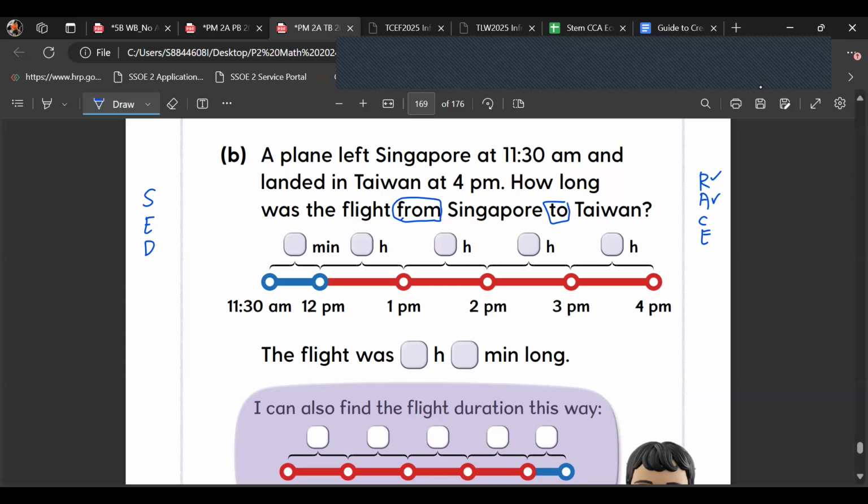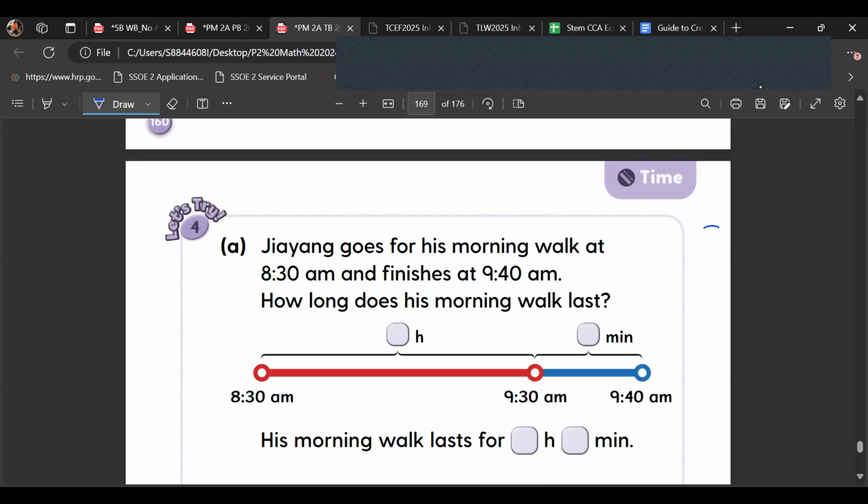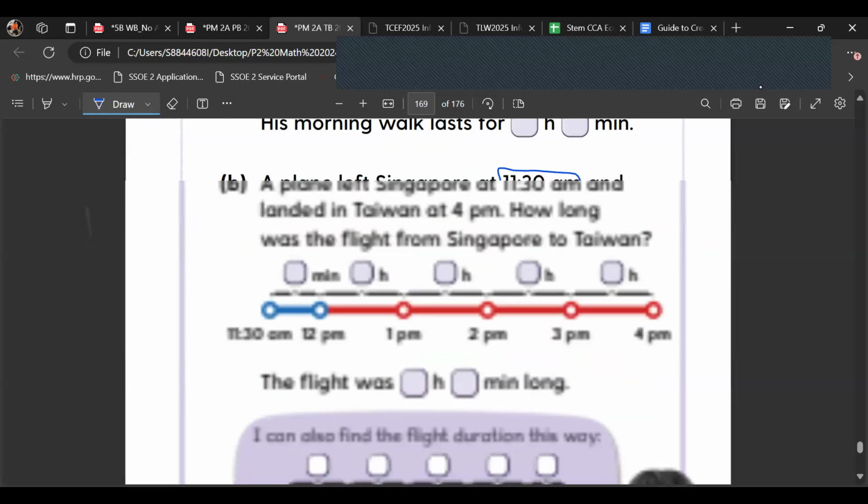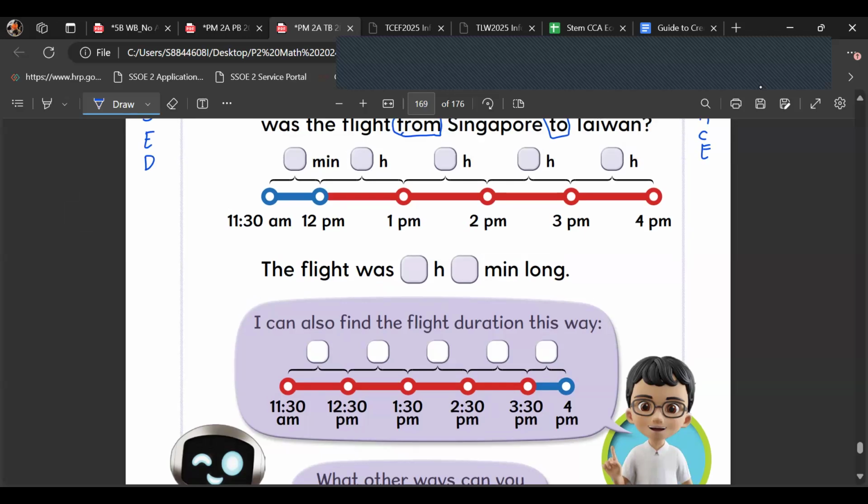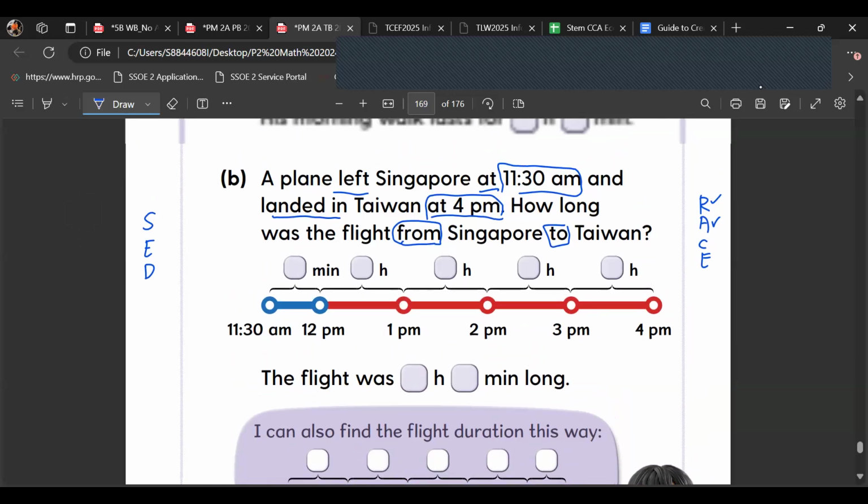So it seems here it left at this time and then landed in Taiwan at 4 p.m. And you also have from to to. So here, can you see? You can also check out the units that's given in the question. Pay attention to the units that's given in the question.